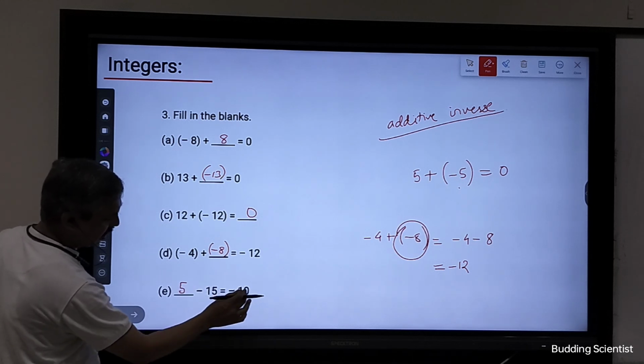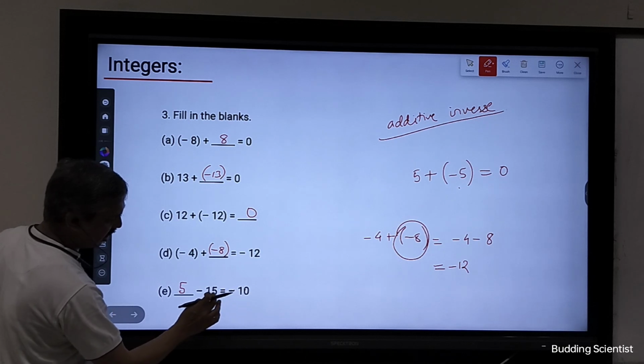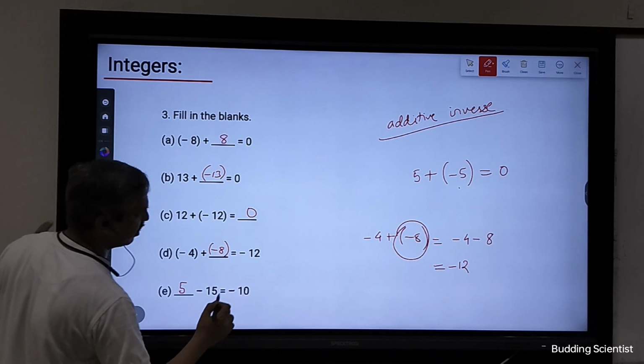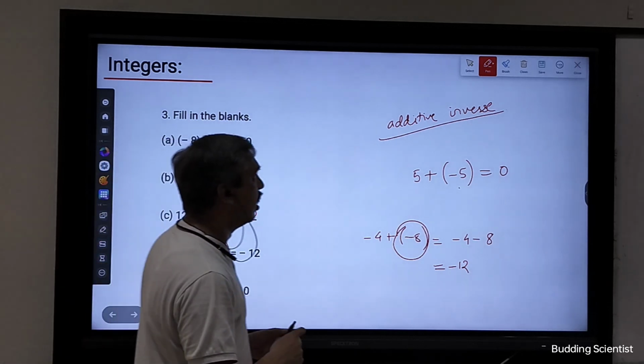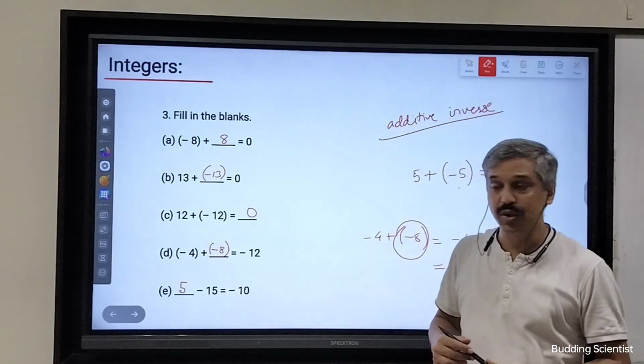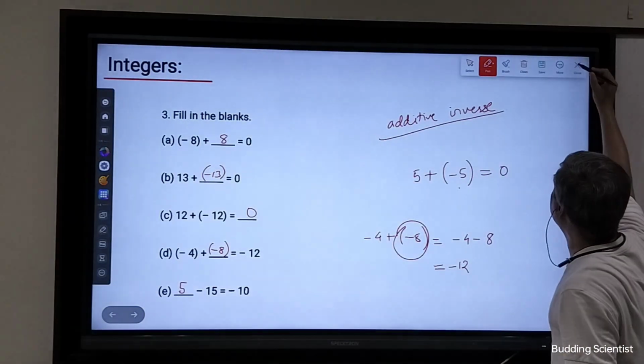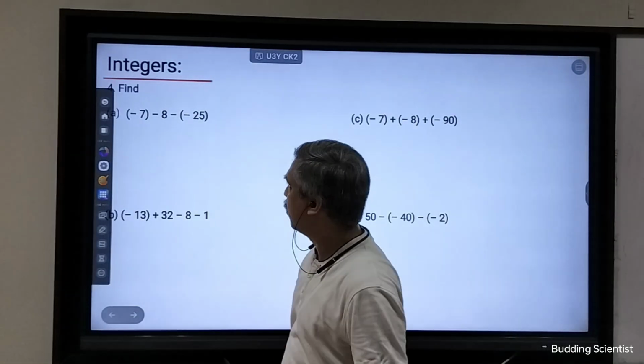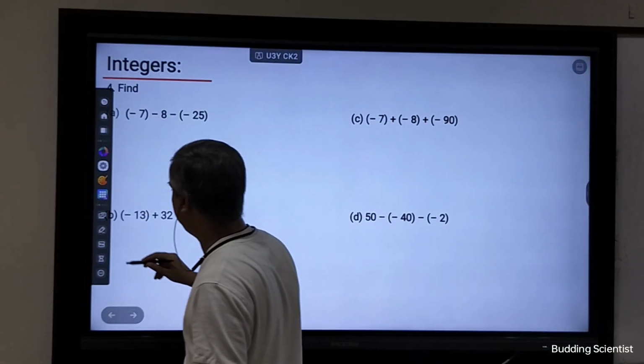15 minus 5 will be 10 and the answer is carrying the negative sign because the bigger number is negative. So 5 minus 15 is equal to minus 10. I hope this was easy as well. We have solved this and such problems in the class. Let's solve the last kind of problems.